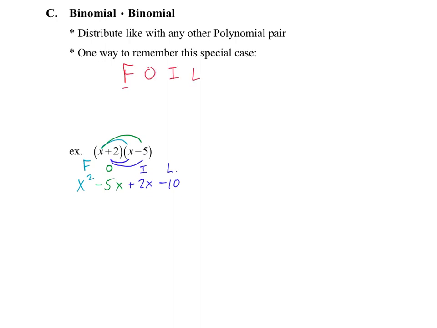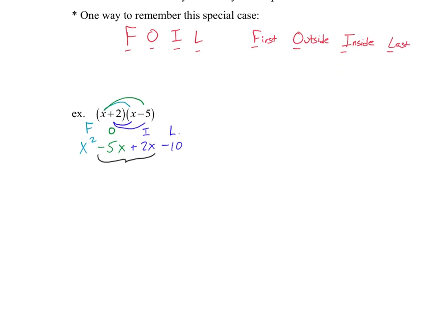And what that stands for is first, so we multiply the two first ones together, then the outside, and then we did the inside, and then we did the last. So you might not see how this is a huge shortcut right now necessarily, but it's going to start coming in handy in the future.